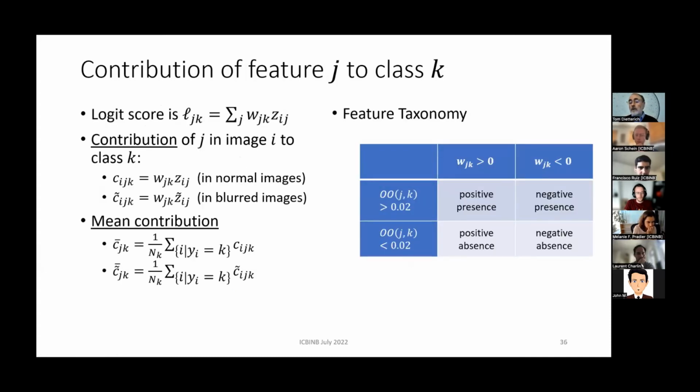And we can also look at what weight the logit vector puts on it. So we end up with a 4-way classification of features: presence features that are assigned a positive weight by the classifier, which means that for class K, it wants to see that feature present. Or an absence feature might get a negative weight, since it wants to see that feature being absent. And then you can have positive absence and negative absence features as well.